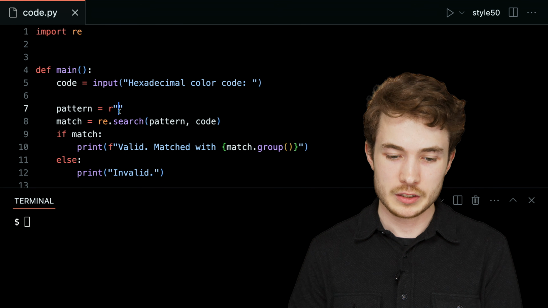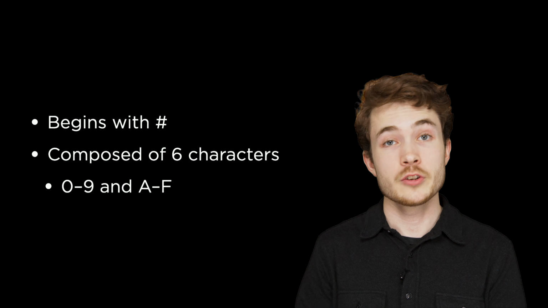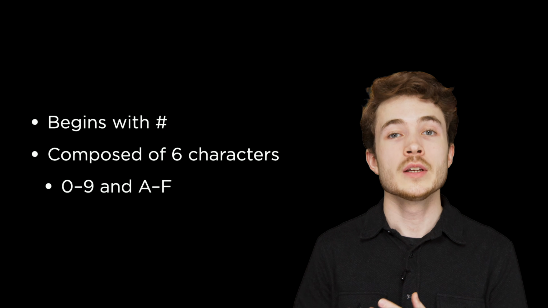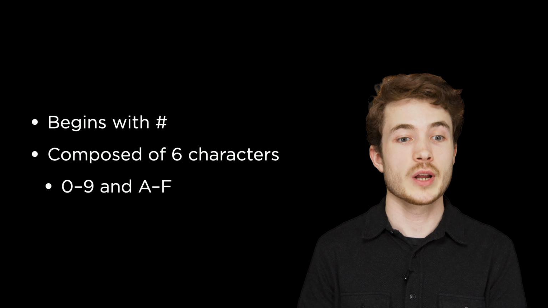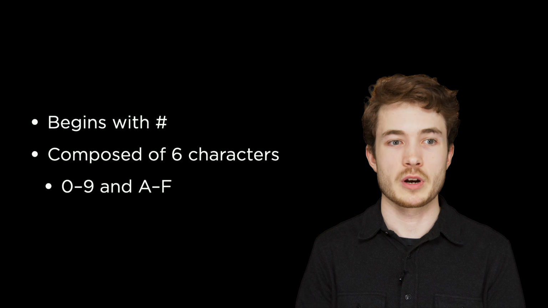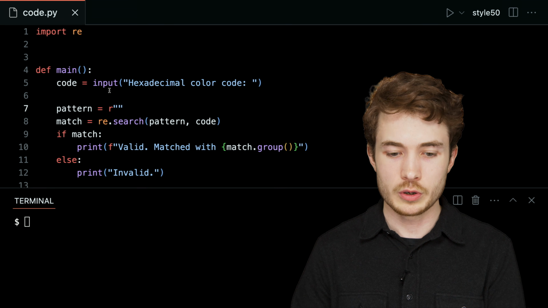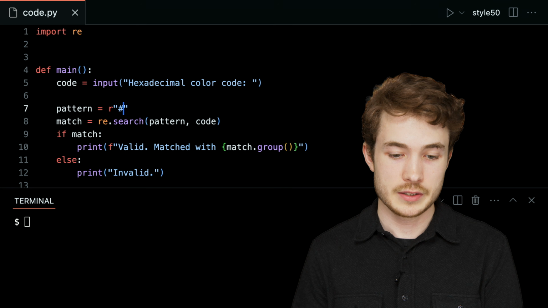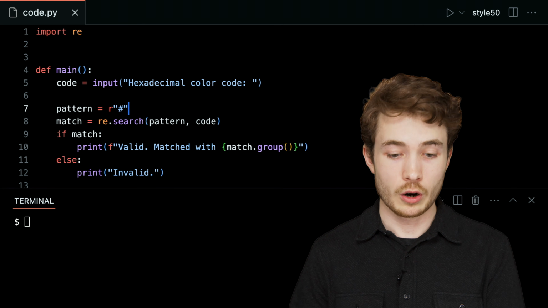In fact, if we go back to some of these slides here, we'll see that these will be our rules for what to look for. It should begin with this hash symbol and be composed of 6 characters after the hash symbol, 0 through 9 and A through F, upper or lowercase. So let's begin with just this first part here. It should begin with this hash symbol. So if I go back now to my code, I could type simply this hash symbol. And this is my very simple pattern.